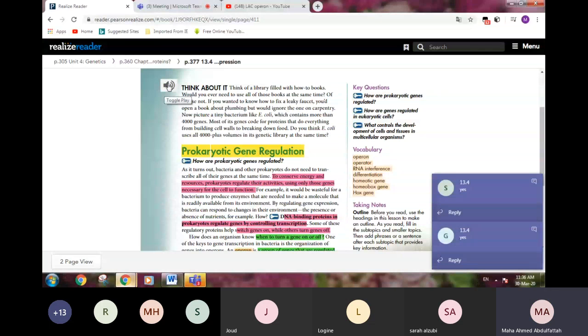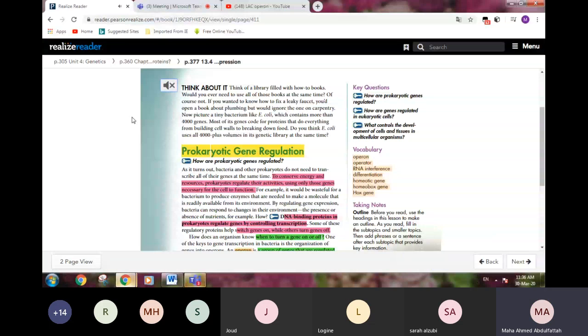Think about it. Think of a library filled with how-to books. Would you ever need to use all of those books at the same time? Of course not. If you wanted to know how to fix a leaky faucet, you'd open a book about plumbing, but would ignore the one on carpentry.